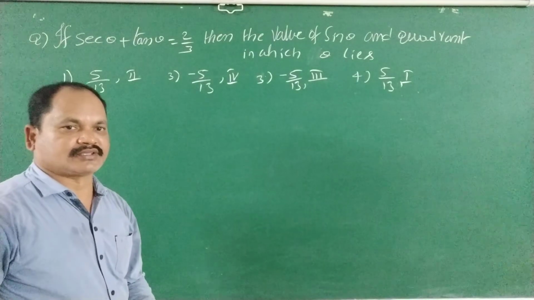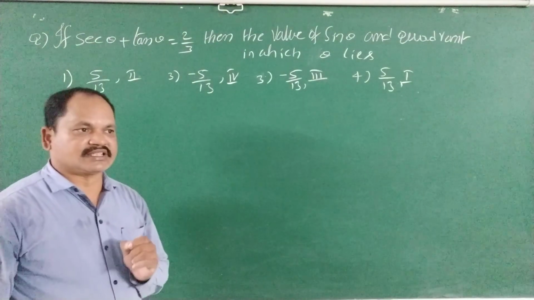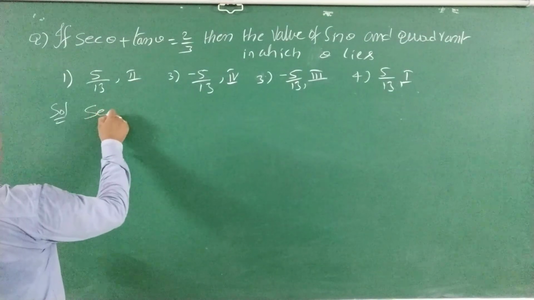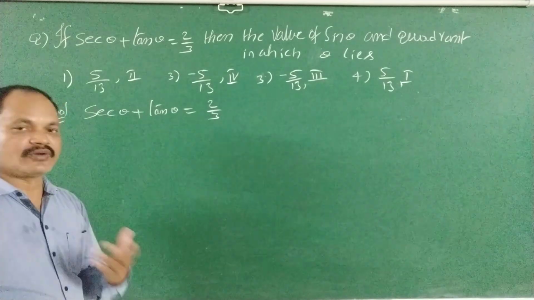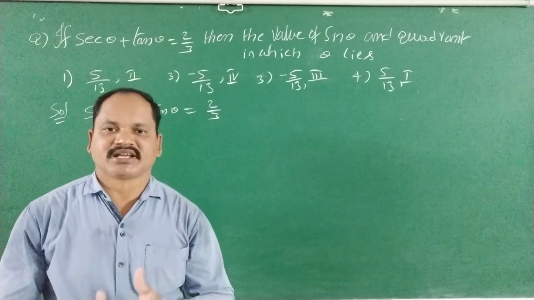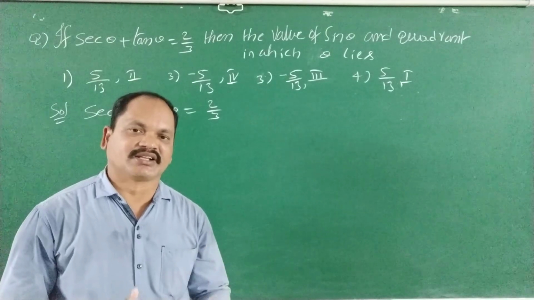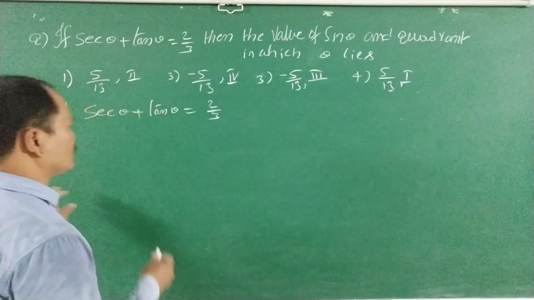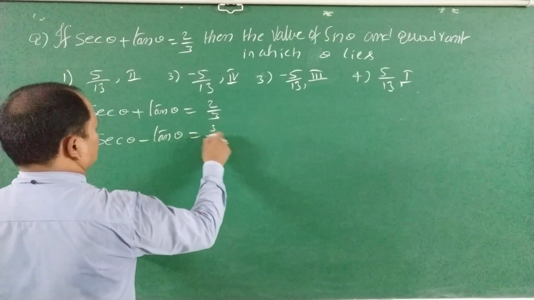Now we have to solve the question. Solution: given secant theta plus tan theta is equal to 2 by 3. We know that secant theta minus tan theta is 3 by 2, since secant theta plus tan theta and secant theta minus tan theta are reciprocal to each other. If secant theta plus tan theta is p, then secant theta minus tan theta is 1 by p. That's why they are reciprocals. Secant theta minus tan theta is equal to 3 by 2.